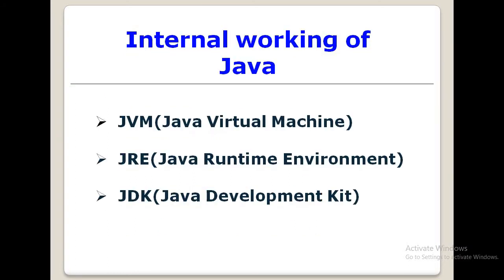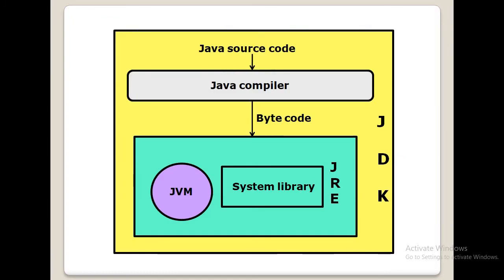Now we will cover the internal working of Java. To know this, we must know about three important terms: the JVM or the Java Virtual Machine, the JRE or the Java Runtime Environment, and the JDK or the Java Development Kit. Java is a high-level programming language, and the program written in Java is called the source code, which will not be understood by the computer. Hence, it is compiled by the Java compiler and then converted to an intermediate language called the bytecode.